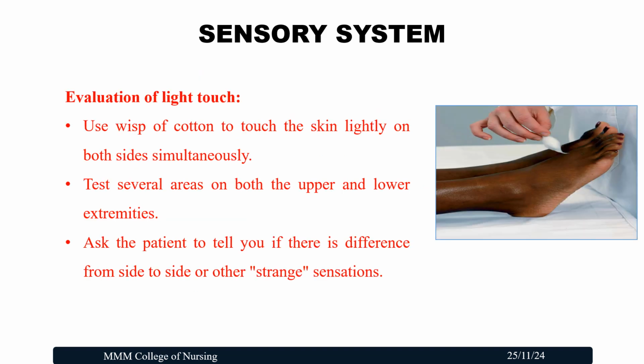Coming to the sensory system. To find the sensory functions, evaluation of light touch is done first. Here, use sweeps of cotton to touch the skin lightly on both sides simultaneously. Then test several areas on both the upper and lower extremities. Ask the patient to tell you if there is a difference from side to side or any other abnormal sensation.